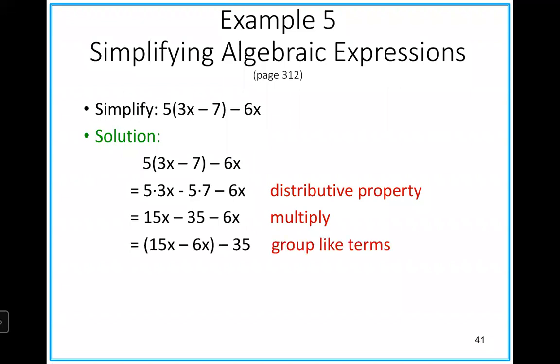So once you are done that, you can now bring the like terms together. The 15x and the 6x are like terms. So 15x minus 6x minus 35. And once you have the like terms together, you can simplify them. 15x minus 6x is 9x, and then minus 35. So you'll find you can't bring this any further because these are not like terms. So this is the simplest form of your answer.